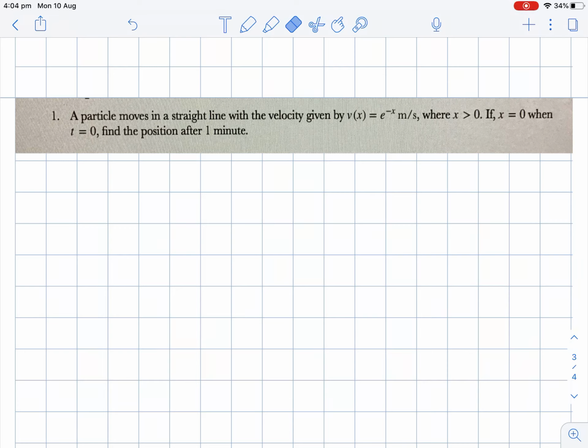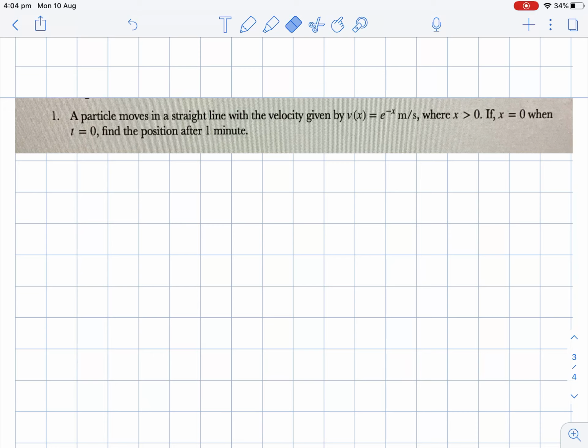Okay, so for our example today, we're looking at differential equations with kinematics, where velocity is given in terms of x. So my first example today is a particle moves in a straight line with a velocity given by v of x equal to e to the negative x meters per second, where x is greater than 0. If x equals 0 when t equals 0, find the position after 1 minute.